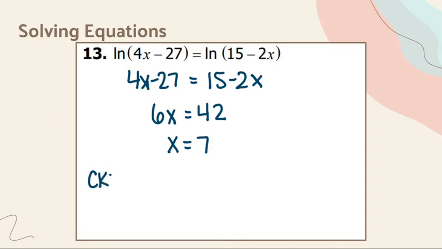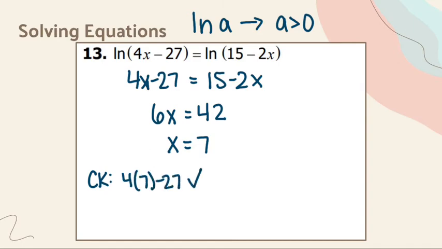Then don't forget to check your answers. When you check your answers in natural log of a, you are making sure that a is greater than 0. So we have to plug 7 into this and make sure they are both greater than 0. So 4 times 7 minus 2 gives us a positive number. 15 minus 2 times 7 gives us a positive number. So x equals 7 is in fact the solution to this problem.